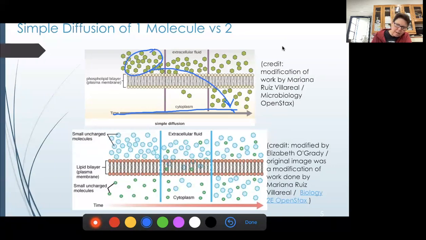So what we're seeing here is this molecule is moving this direction because it's highly concentrated on this side. But this molecule here is concentrated on this side. So it's going to move in the opposite direction because they're going with their own concentration gradient. Okay. They're not dependent on each other.